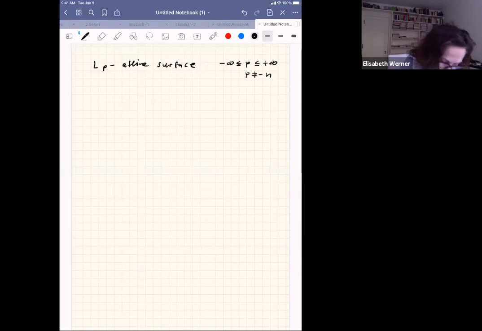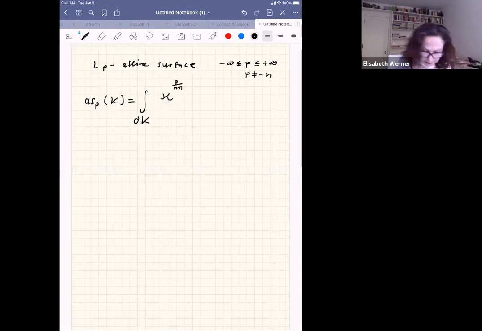So the LP affine surface areas, we look at that for the range of minus infinity smaller or equal than p, smaller or equal than plus infinity, and p has to be different from minus n. And how is this LP affine surface area defined? For a convex body K, it is something that's familiar to us by now: the integral over the boundary of K, and then we take the Gauss curvature or generalized Gauss curvature again and raise it to the power p over n plus p. But then we have an additional term. We divide by the inner product of the boundary point x with its outer normal, and that gets raised to the power np minus 1 over n plus p. So that's in the exponent.